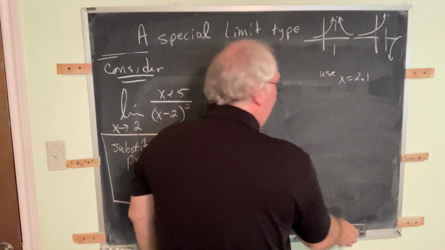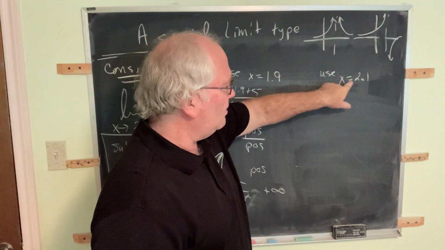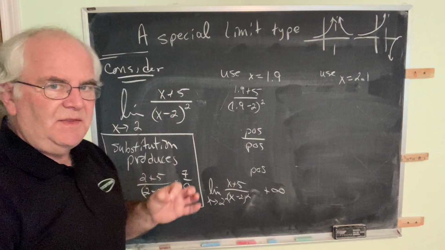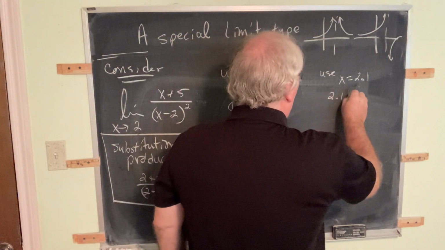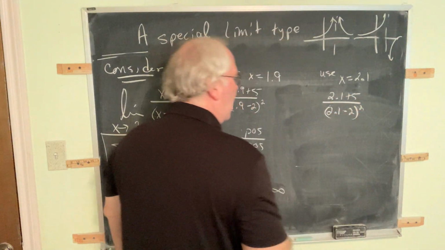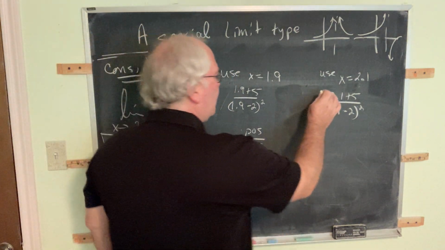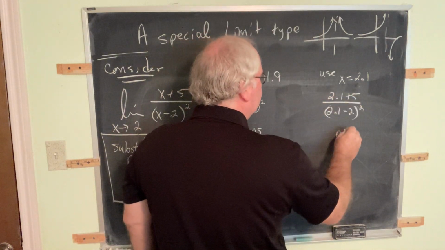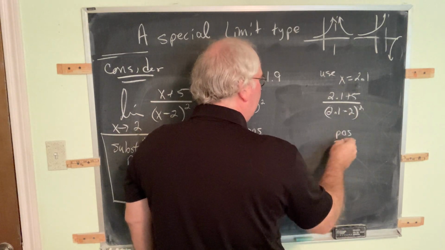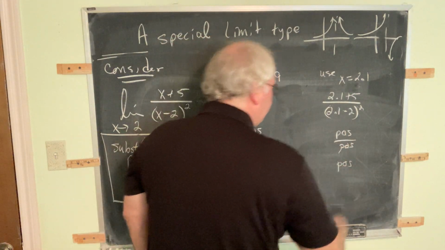To divide between those two, we choose the approach from the right. If we approach x from the right, we're using 2.1. Again, substitute. We do not need the specific numbers. We have 2.1 plus 5 over 2.1 minus 2 quantity squared. All we need is positive or negative, not the specific number. 2.1 plus 5 is positive. 2.1 minus 2 is positive, and when you square it, it also is positive. Positive divided by positive is positive.